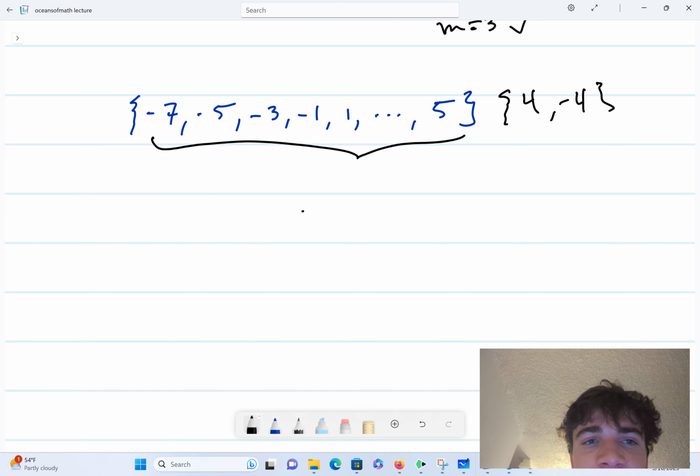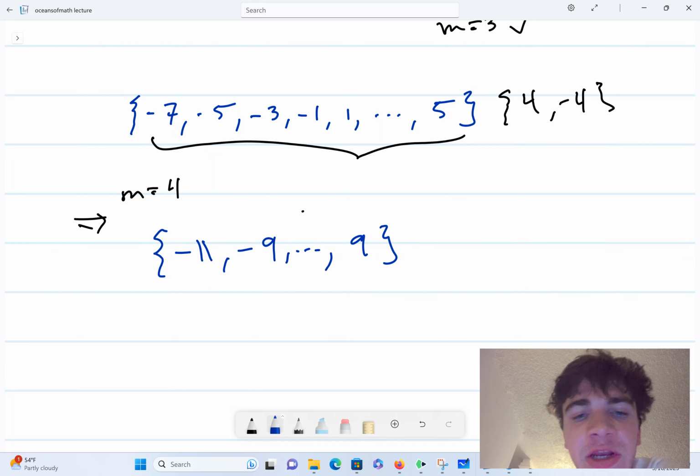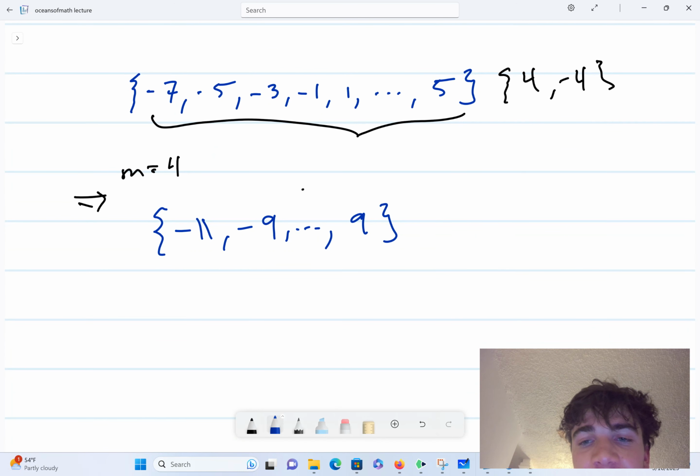And so for the case m equals 4, this set of surviving exponents becomes -11, -9, all the way to 9, where I'm just incrementing by 2 each time. And you'll see that -1 is within this set as well. And so m equals 4 is also a non-zero integral.